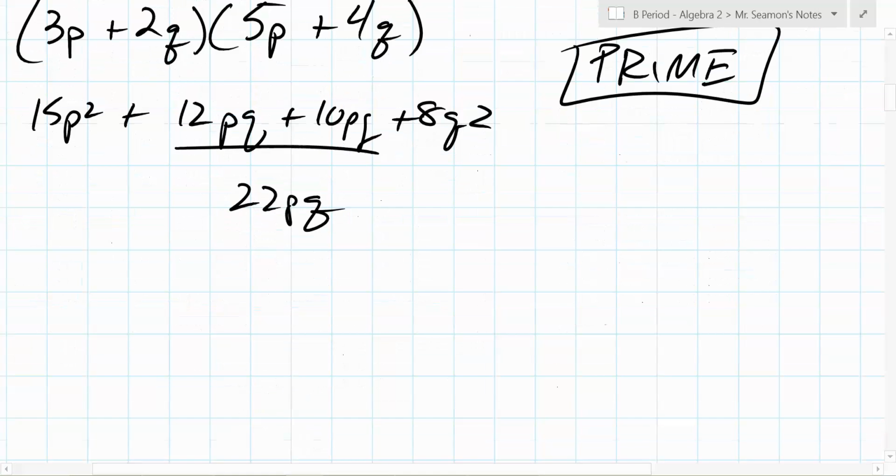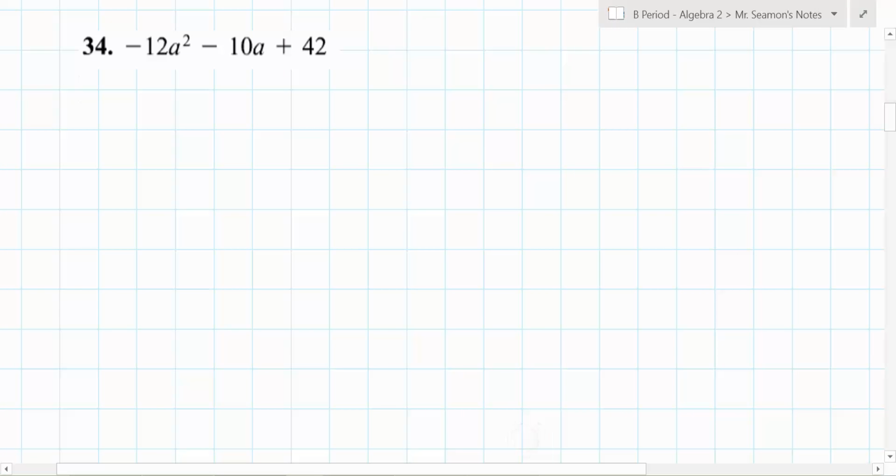Okay, moving on. Who has another one? Is there a GCF on this? Yeah. So what could we pull out? How about we pull out -2? I want to pull out a negative because I like the front term being positive. If I pull out -2, what does the first term become? 6a squared plus 5a plus 21.